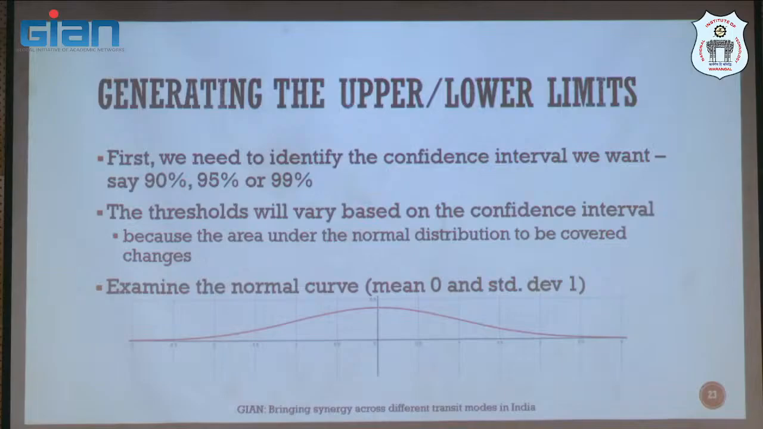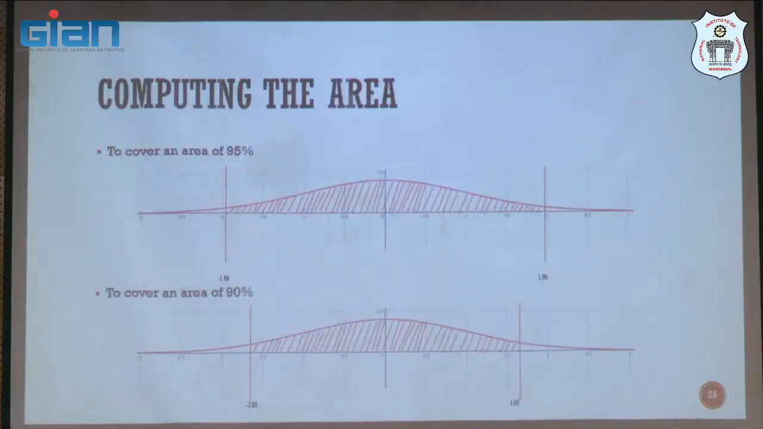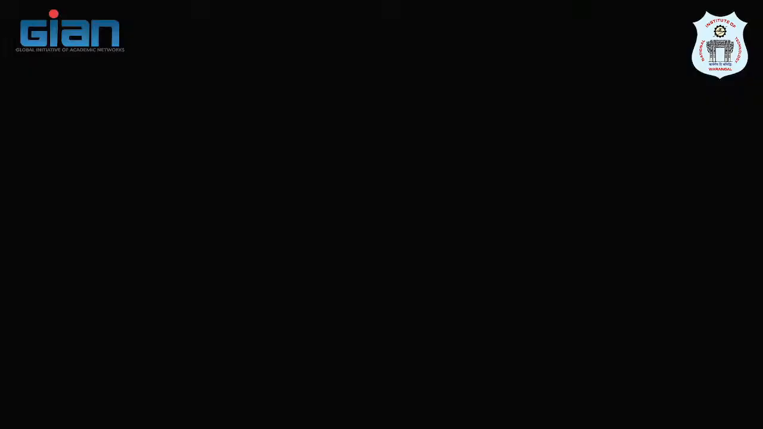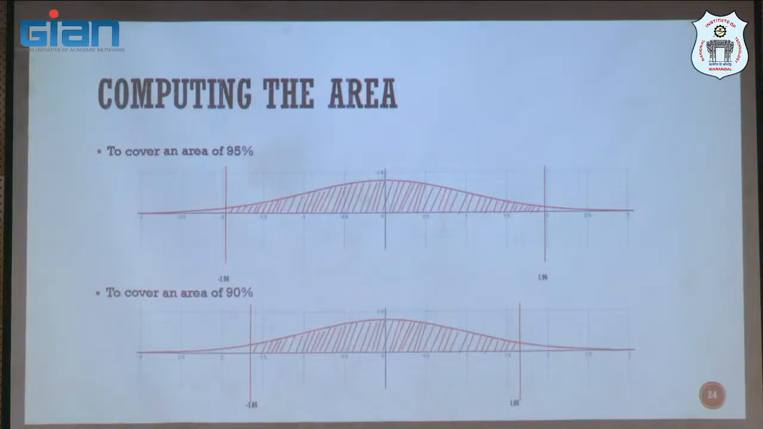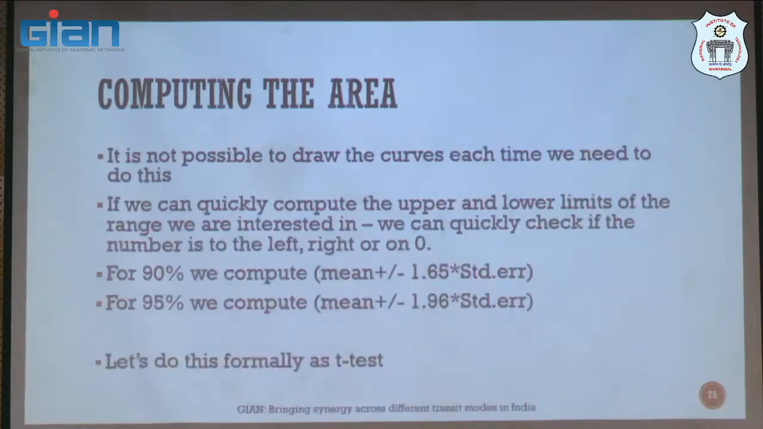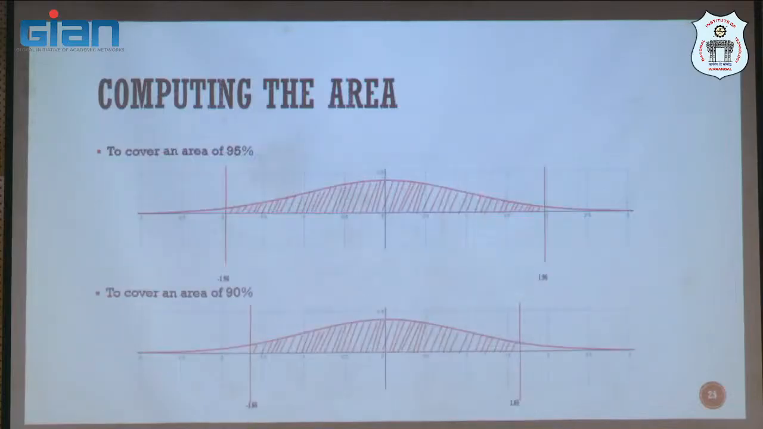So here I am showing the relationship with 90, 95, and 99. For 95%, the area would be from minus 1.96 to 1.96. For 90%, it would be 1.65 to 1.65. As we go larger, obviously the band widens. But when you run the models, nobody is drawing the area under the curve. It takes a lot of time, right? So you don't want to do that. There is an efficient way of computing it.